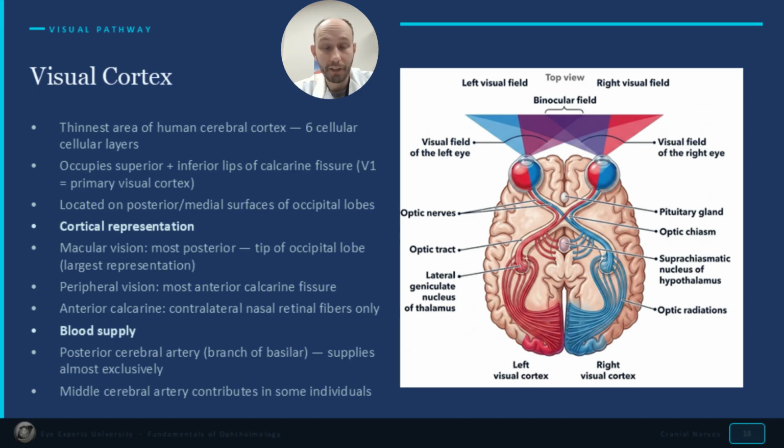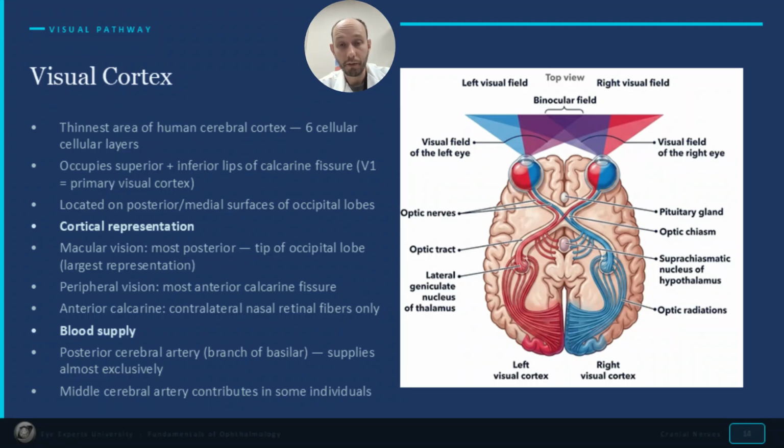The visual cortex of the occipital lobe is the thinnest area of the human cerebral cortex, only 6 cellular layers. It specifically occupies the superior and inferior lips of the calcarine fissure. The central vision from the macula is actually the most posterior portion of the occipital lobe and has the largest representation. The peripheral vision is more of the anterior portion of the calcarine fissure.